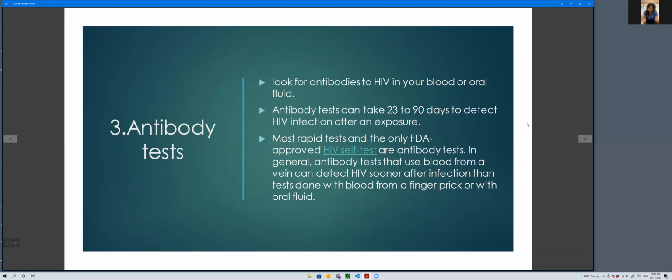Look for antibodies to HIV in your blood or oral fluid. An antibody test takes 23 to 90 days to detect HIV infection after an exposure. Most rapid tests and the only FDA-approved HIV self-test are antibody tests. In general, antibody tests that use blood from a vein can detect HIV sooner after infection than tests done with blood from a finger prick or with oral fluid.